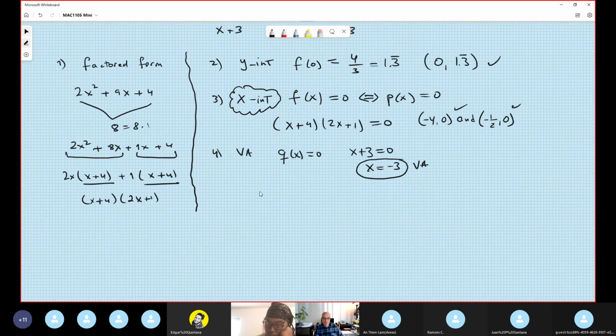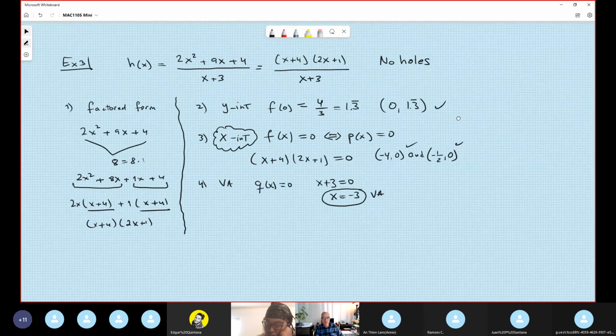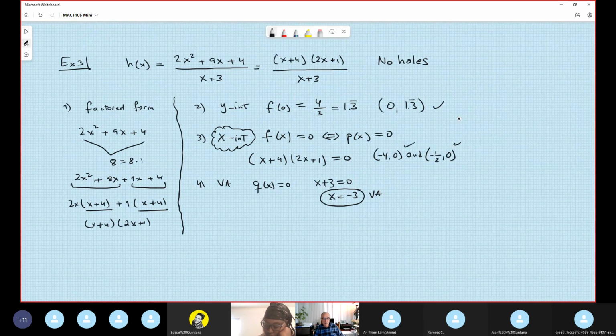Good. Now, the most complicated part is step number 5, determine horizontal or slant. What do you think about that? Come on, opinion, any opinion? Any opinions? What is the analysis? Horizontal.